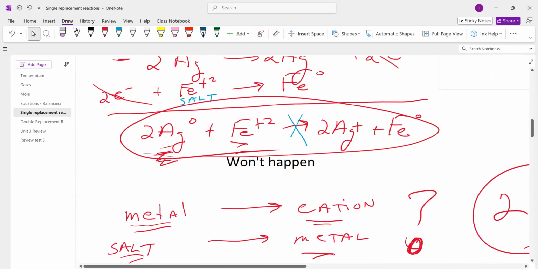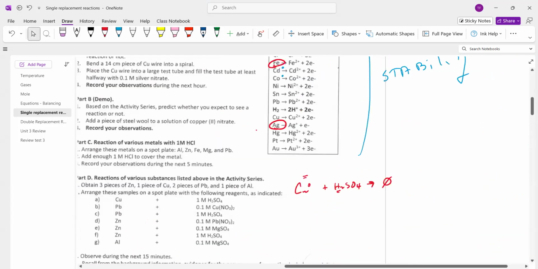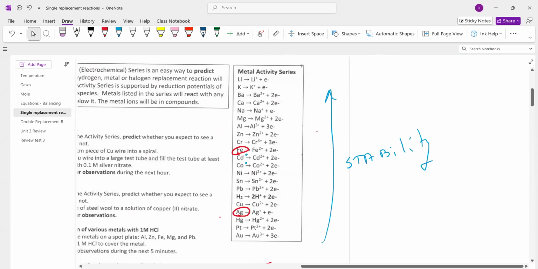We find the metal, the one with the 0 superscript, which is going to be this one here. Question is, is this above the iron? Is the silver metal above the iron ion? No, it's not. So this reaction is a no-go.